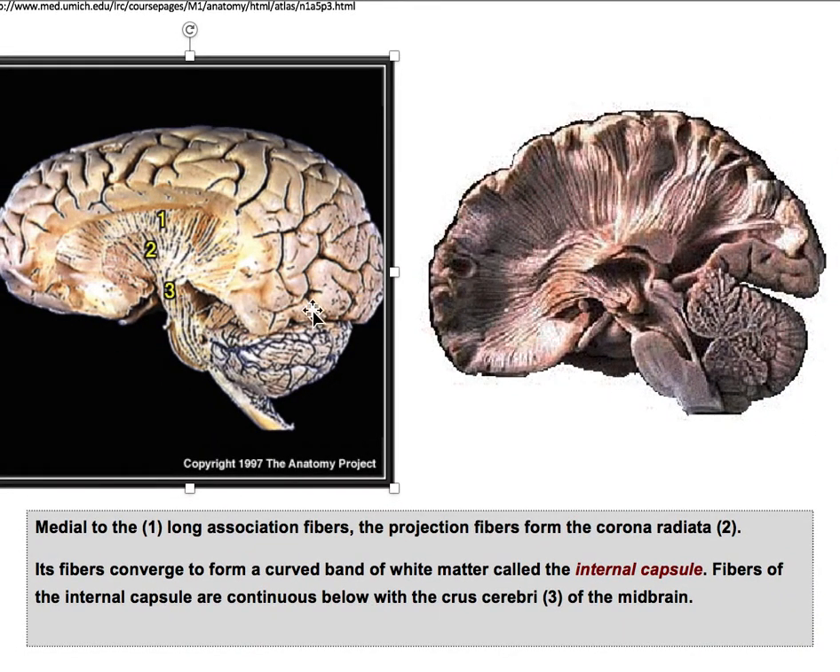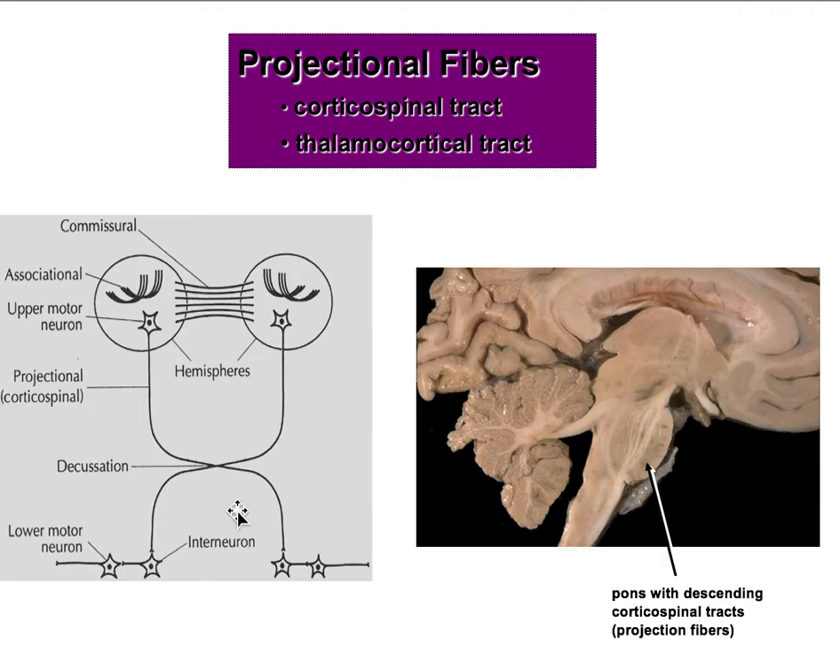So this corona radiata and internal capsule, how are we able to visualize how these different structures work, and what does this actually reveal to us about how the brain's actually put together? So we're going to get into these different types of projectional fibers for this reason. We'll talk about the corticospinal and thalamocortical tract. So these are ones, corticospinal, connecting from the cortex down to the spinal cord, and then the thalamocortical tract, which is connecting the thalamus up to the cerebral cortex.